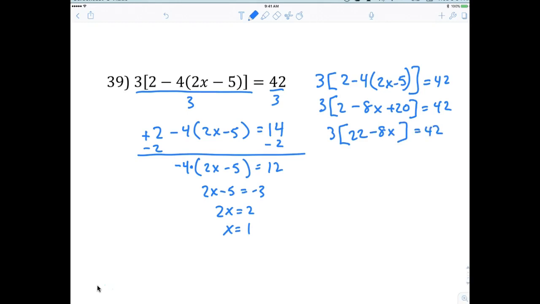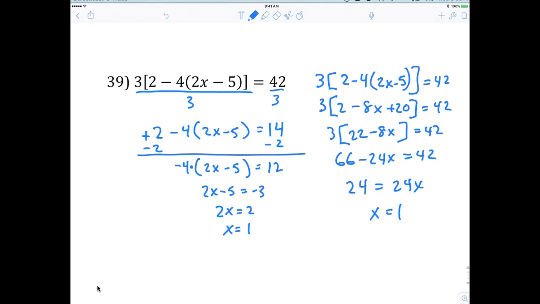Wait, how did you get 2 plus 20? Oh, right. 66 minus 24x equals 42. Yes, so 24 equals 24x, x equals 1. All right? I don't care how you do it.